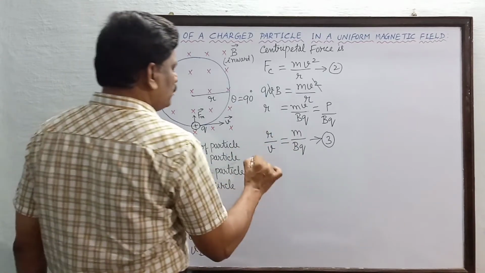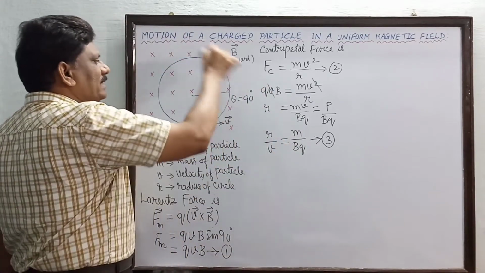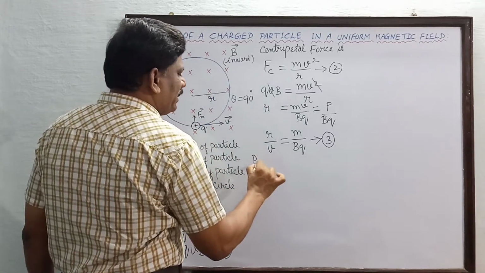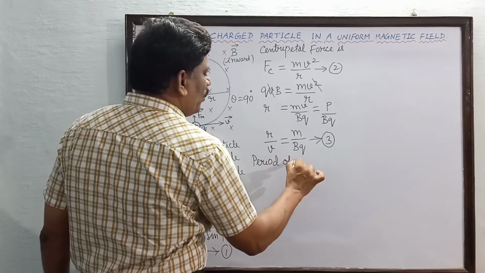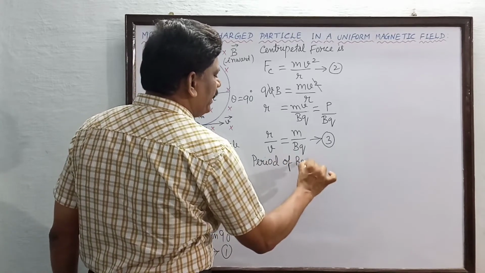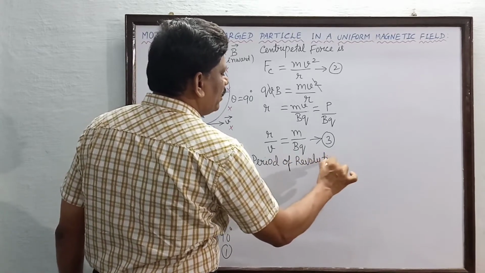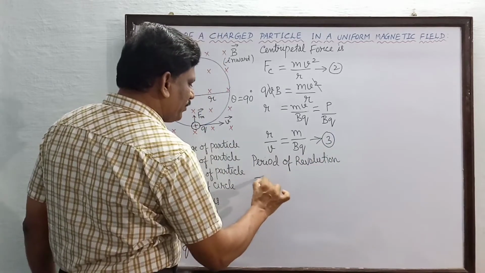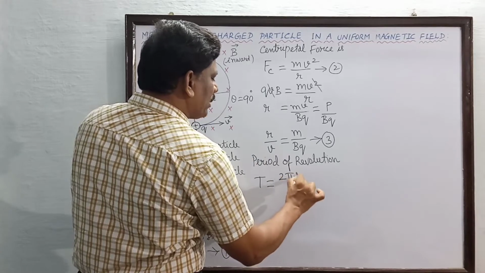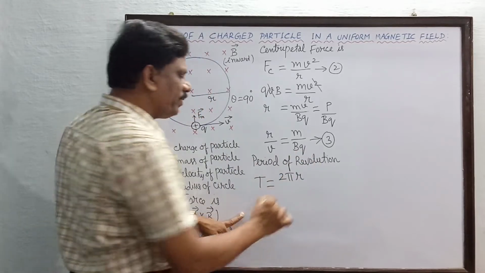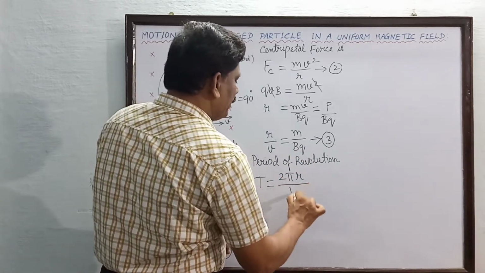Okay. Now in a circular path, the time taken by the charged particle to complete one revolution is called the period of revolution. Okay, period of revolution is given by capital T is equal to the distance traveled in one circular path, that is the circumference 2 pi r, divided by the velocity v.